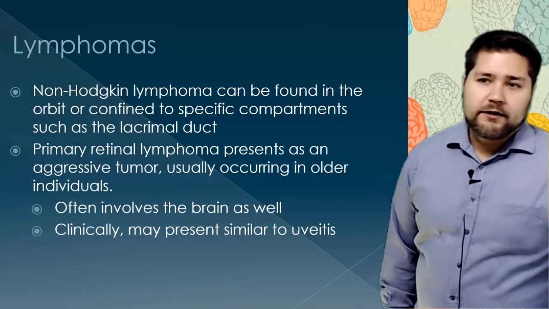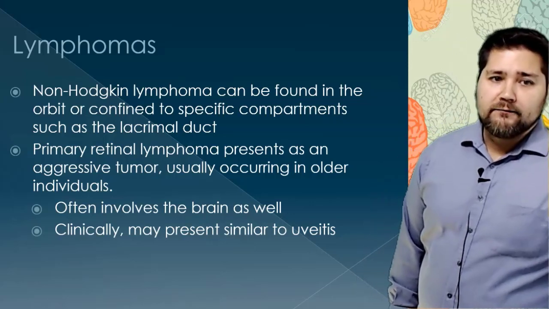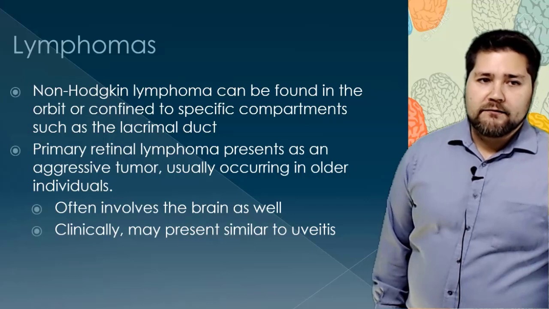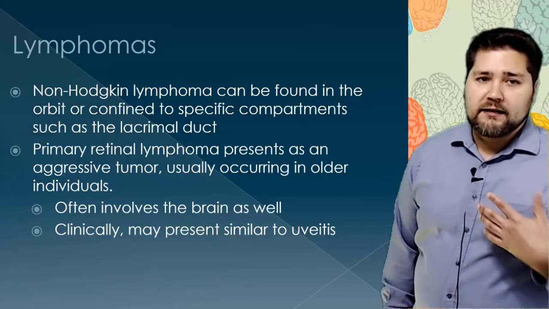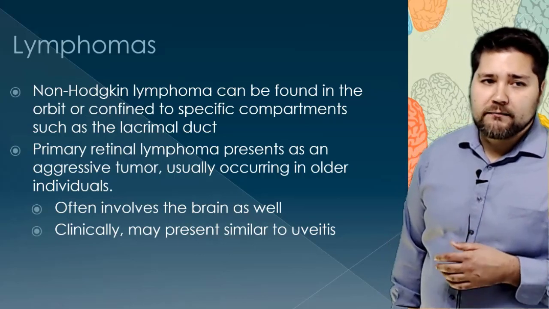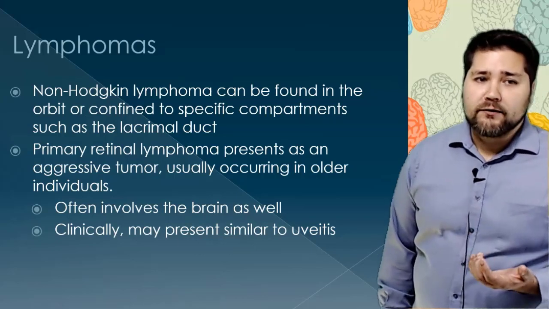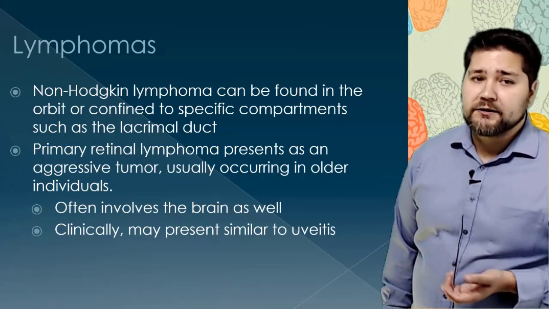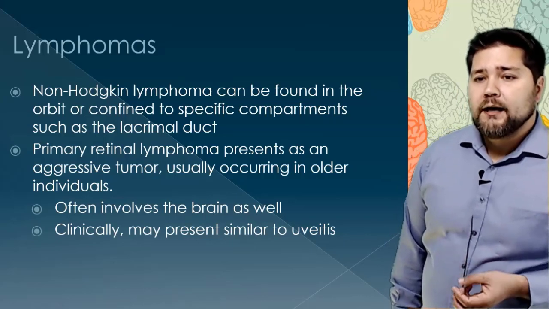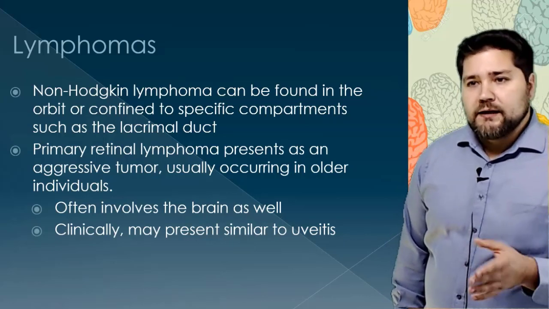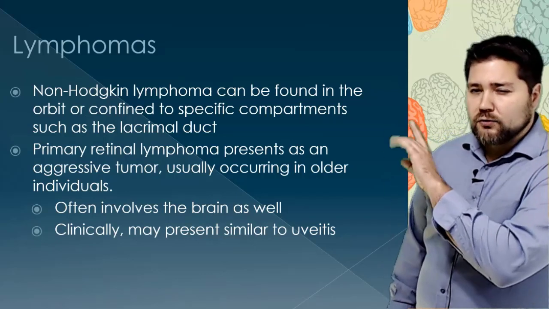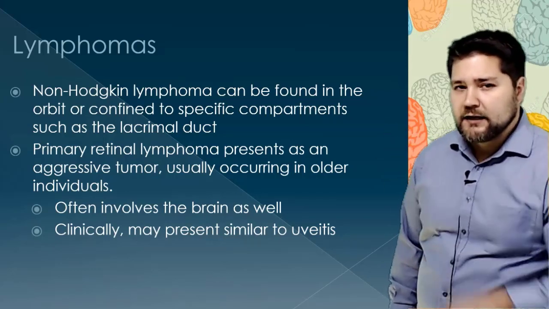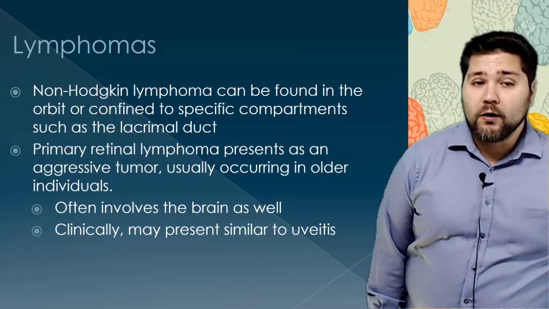And just like we saw in the brain, the eye is also prone to getting a lymphoma. Lymphomas can be found anywhere. Non-Hodgkin's tend to be relegated to the lacrimal system, but you can also get primary retinal lymphoma, which is relatively aggressive in older individuals. And this may be similar to uveitis, which is really a conjunction of the choroid with the ciliary body, so it's the inner layer of your eye wall.